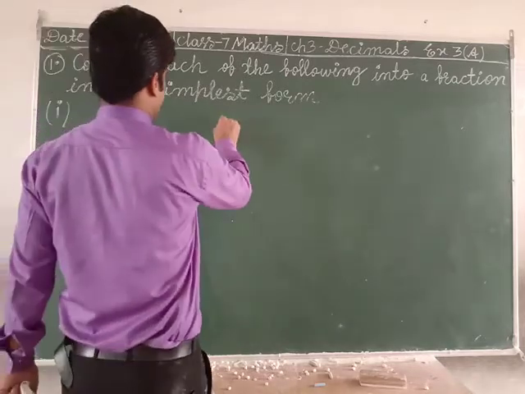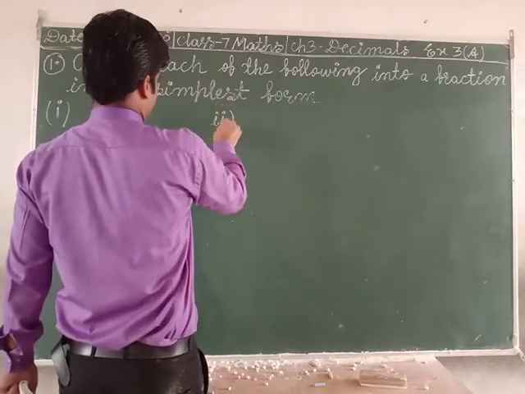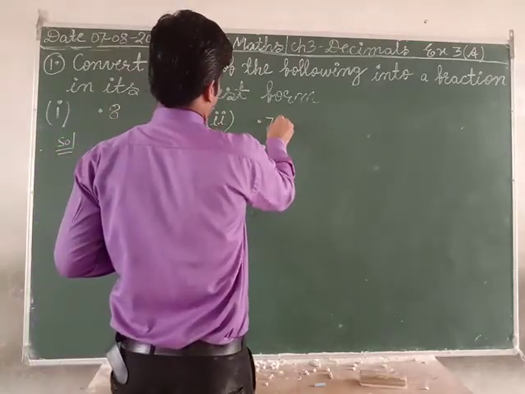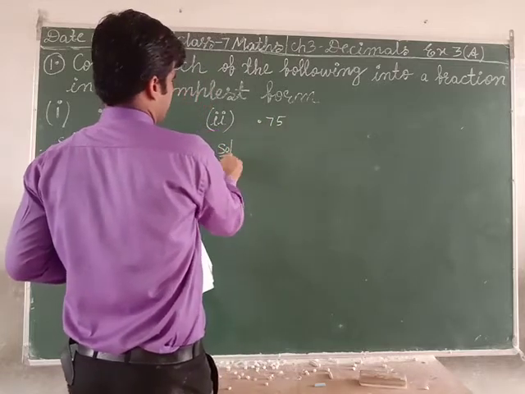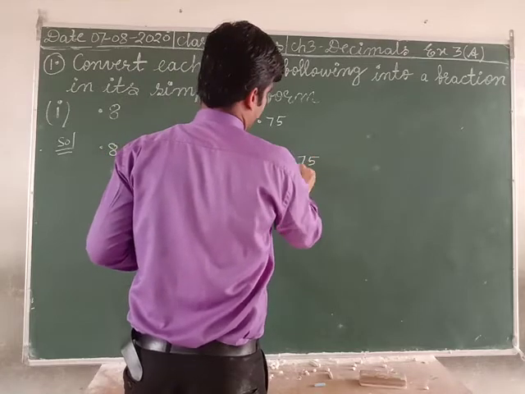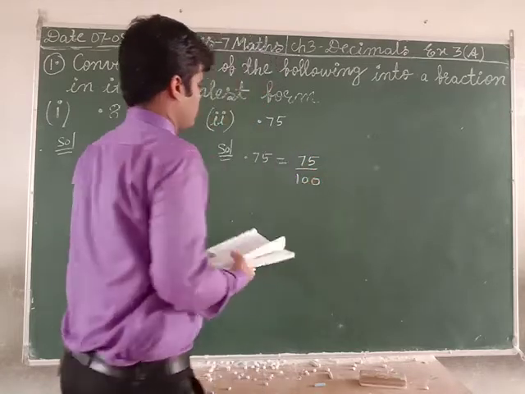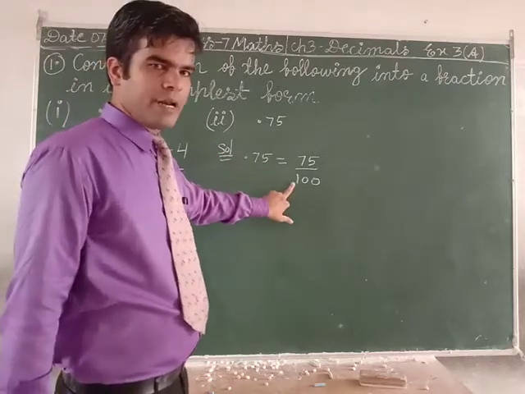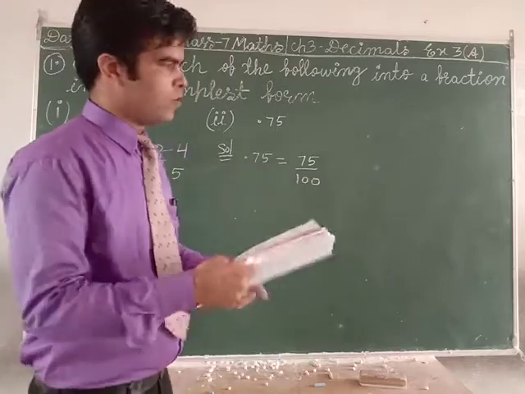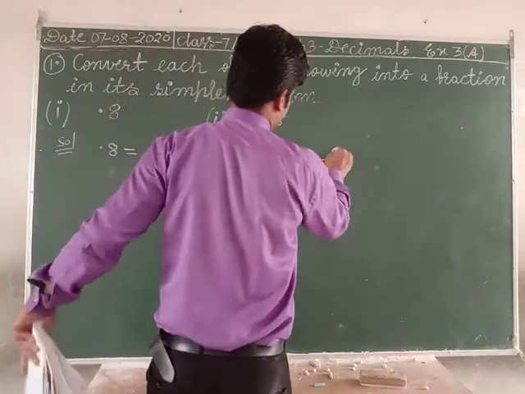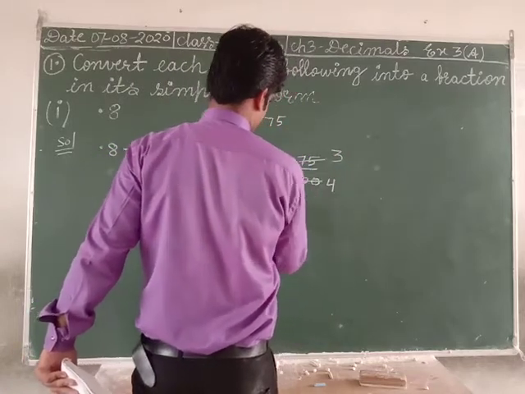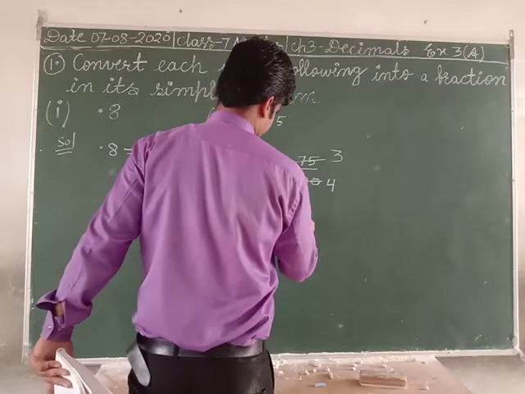Okay, students. Now question number 2: 0.75. So students, we write like this: 0.75 is equal to 75 upon 100. Because below the decimal we write 1, and the decimal is removed; after that, there are 2 digits, so we put 2 zeros. Now these are directly divisible by 25. 25 threes are 75 and 25 fours are 100. So the answer is 3 upon 4.